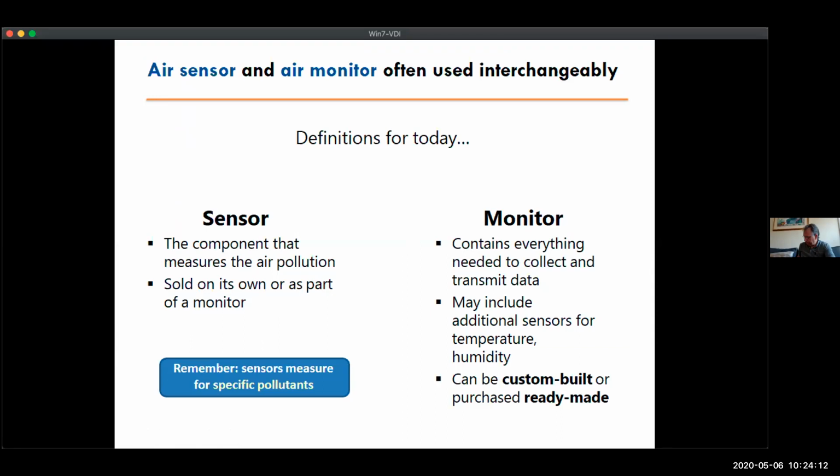But the definition of what we're going to be talking about today is community air monitors. When we're talking about community air monitors, we're referring to ones that have low-cost sensors in them. So usually that's in a price range of around $200 to around $500. So we're not thinking about the really, really expensive air monitors that you might find elsewhere.